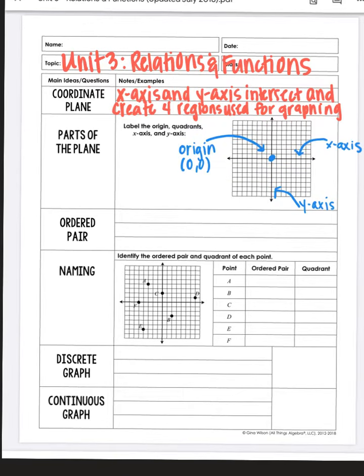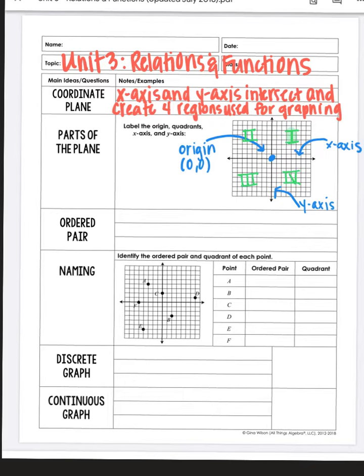And then when looking at a coordinate plane, there are four quadrants. Quadrant 1 is in the top right-hand quadrant. Quadrant 2 is the top left. Quadrant 3 is the bottom left. And quadrant 4 is the bottom right.